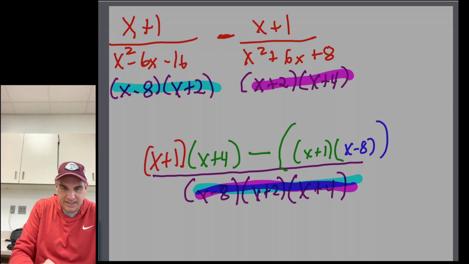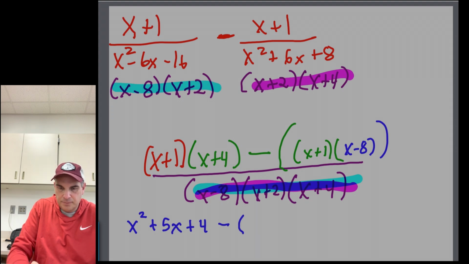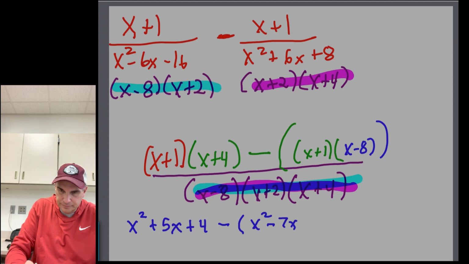Oops, so we've got x times x is x squared. We've got plus 4x, so we've got plus 5x plus 4, minus, and now I'm going to put a parentheses, x squared minus 8x, so plus 1x, so minus 7x minus 8. Okay, and all I've done was deal with this part right here.